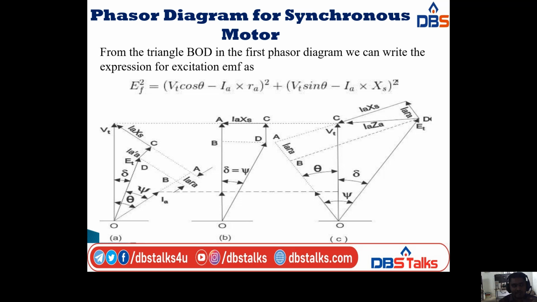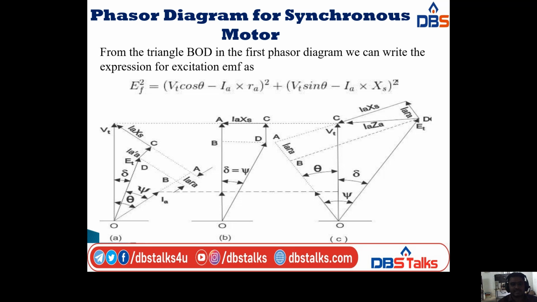I am denoting points with the letters A, B, C, D. In the first diagram, I am taking the triangle BOD. In the first phasor diagram, we can write the expression for the excitation EMF: EB square is equal to (VT cos theta minus IARA) whole square plus (VT sin theta minus IAXS) whole square. These are the different voltage drops along the armature current.